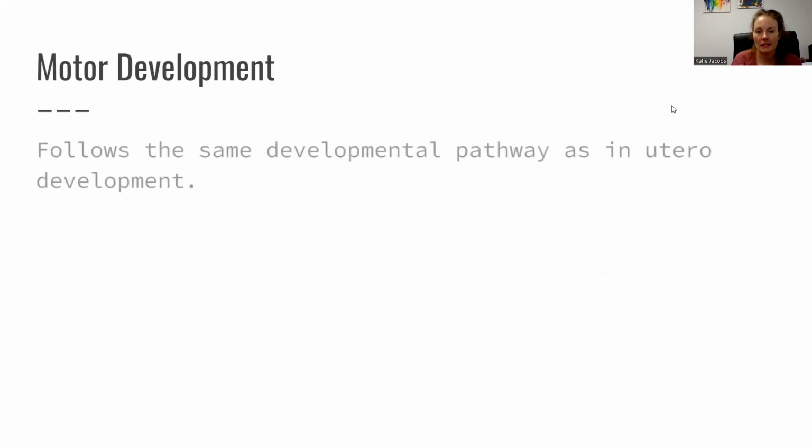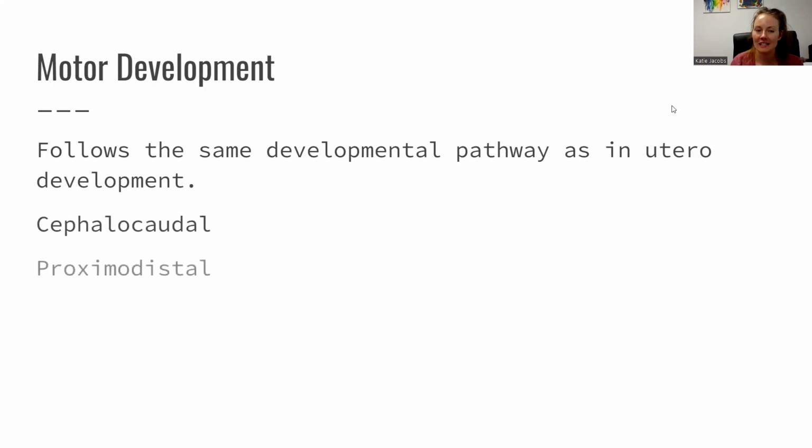So motor development continued. Motor development actually follows the same developmental pathway as in utero physical development that we talked about. So do you remember what those three were? So we're doing Dora the Explorer right now. So I'll ask you a question. You can pause me and then shout out the answer so you can practice. All right, so we got cephalocaudal sequence, the proximal and distal sequence, and mastospecific.